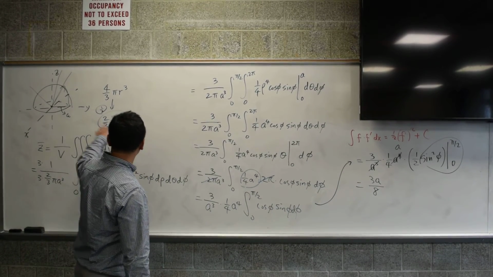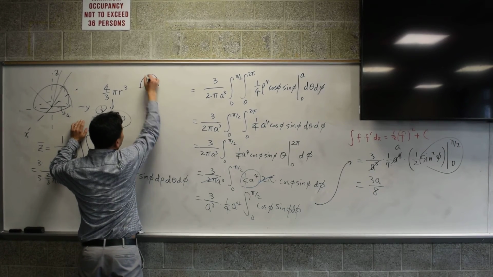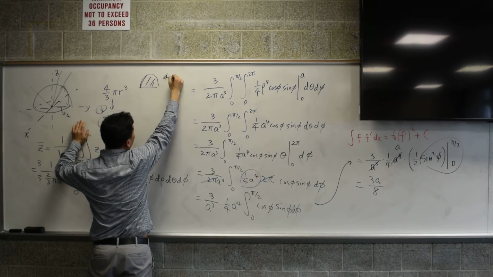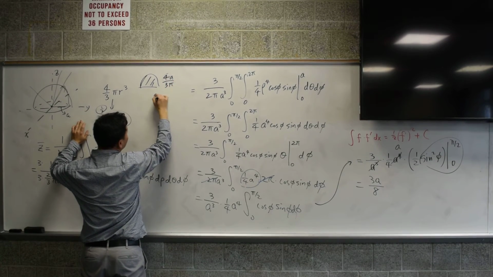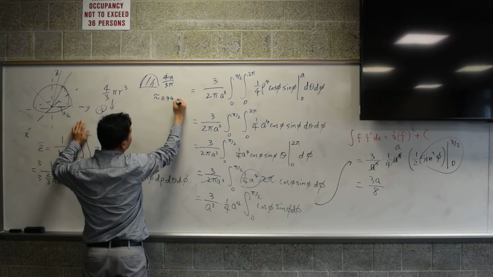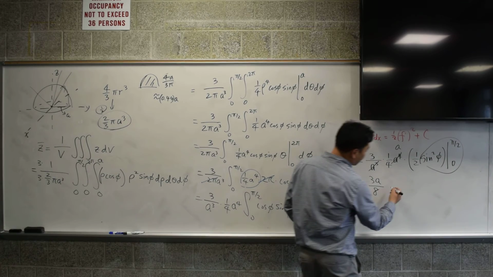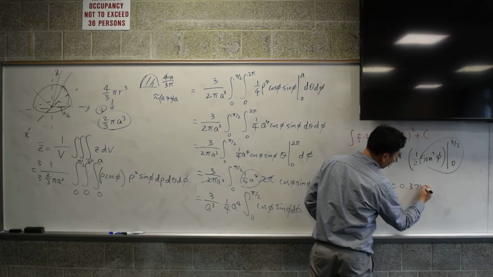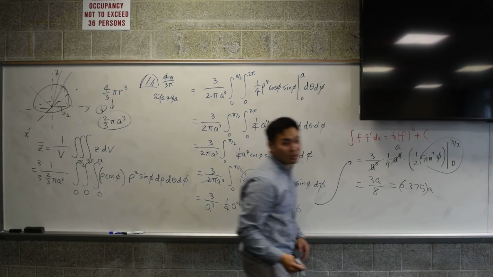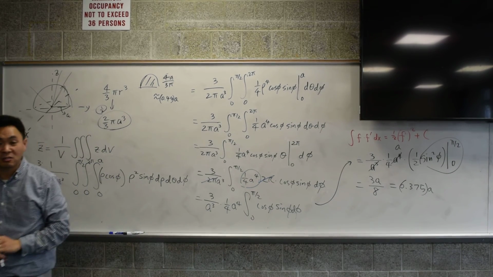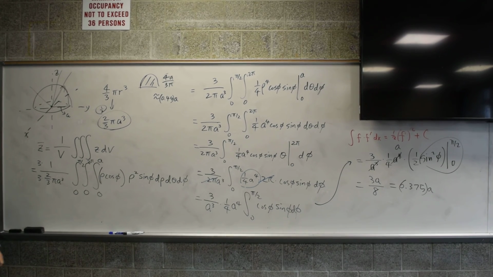Now, I said we're going to compare with this disk, right? If you think about the disk, this is 4a over 3 pi. And if you convert this into decimals, it's about 0.44a. And this one, if you convert it to decimals, this is 0.375a. So what do you think? This is lower than this one, right? So it does confirm our intuition that the sphere should have a lower center of mass.